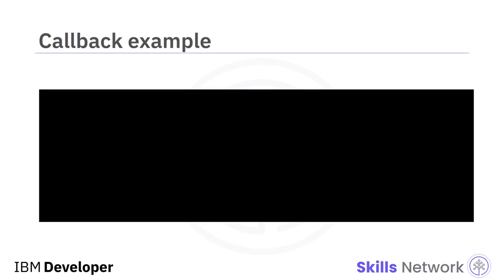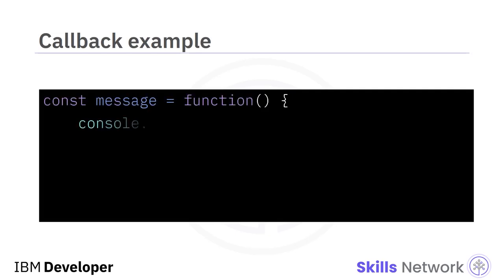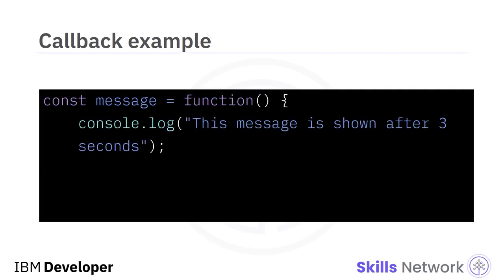In this example, message is an example of a callback function. When called, it writes, "This message is shown after 3 seconds" to the console. There is a built-in method in JavaScript called setTimeout, which waits a specified time in milliseconds before performing an action. In this example, the message gets passed into the setTimeout function. So, after waiting 3 seconds, setTimeout writes message to the console.